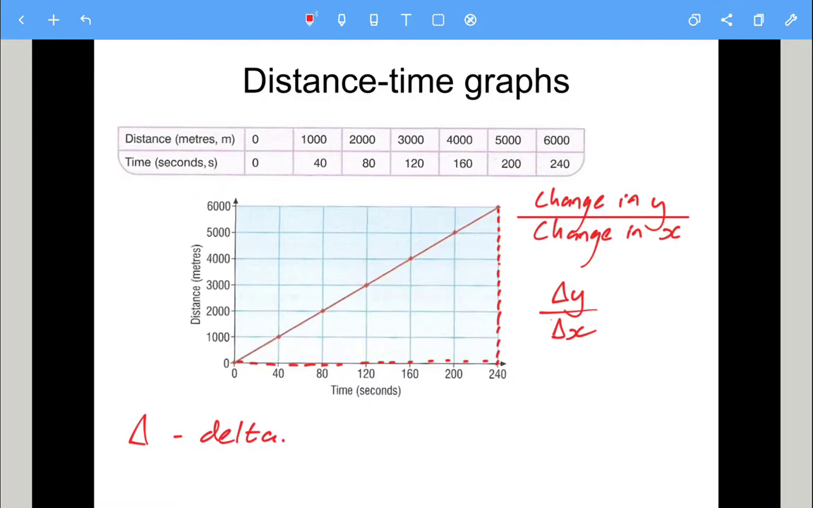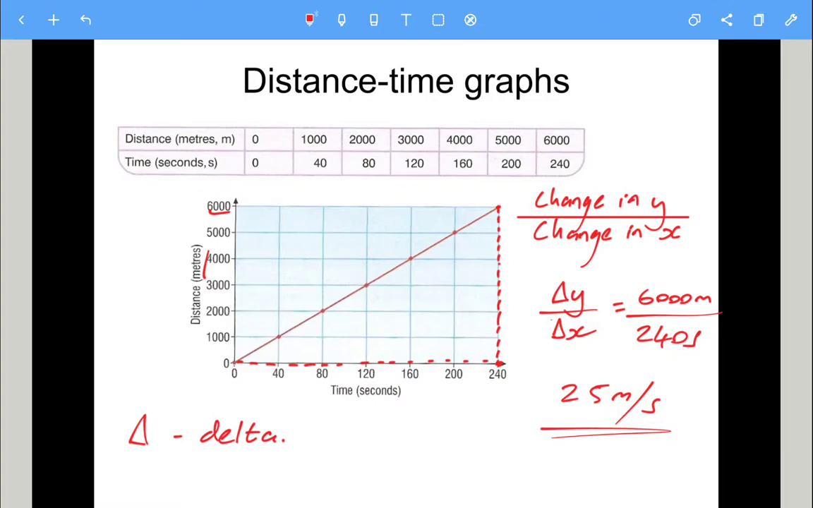So the change in y, we look at how much y has changed. So it starts at 0 at the bottom, and then it goes up to 6,000 at the top. So y has changed by 6,000, and it's meters because it's measured in meters. So I'm going to write 6,000 meters divided by the change in x. So it goes from 0 to 240 seconds. So if we do 6,000 divided by 240, as you can see, it'll give us a unit of meters per second. So you just need to put that in your calculator. 6,000 divided by 240 will give you 25 meters per second.